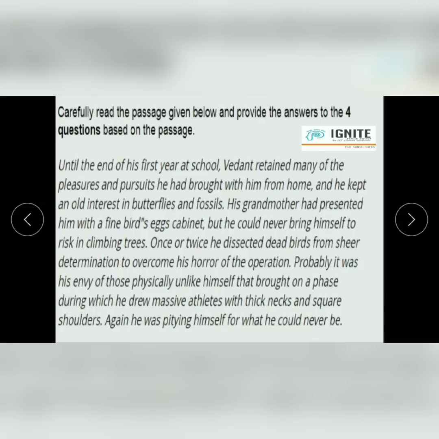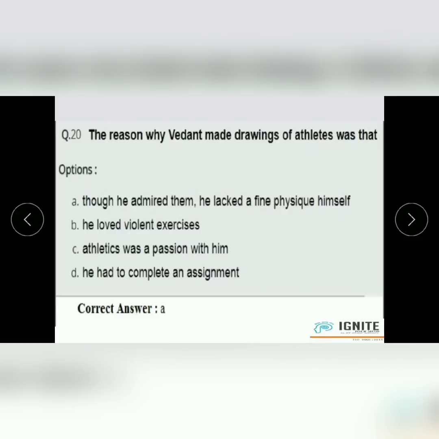From the passage we can conclude that probably it was his envy of those physically unlike himself that brought on a phase during which he drew massive athletes with thick necks and square shoulders. Therefore, the correct answer is: though he admired them, he lacked a fine physique himself. That's the reason why Vedant made drawings of athletes.